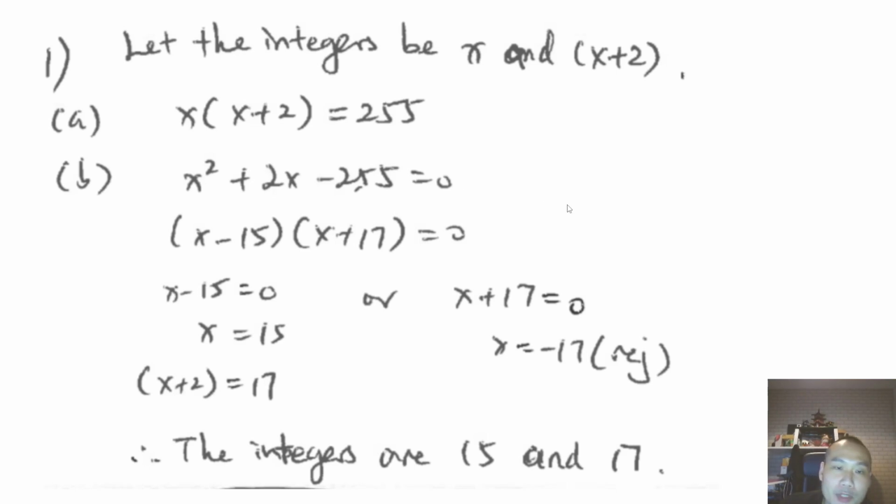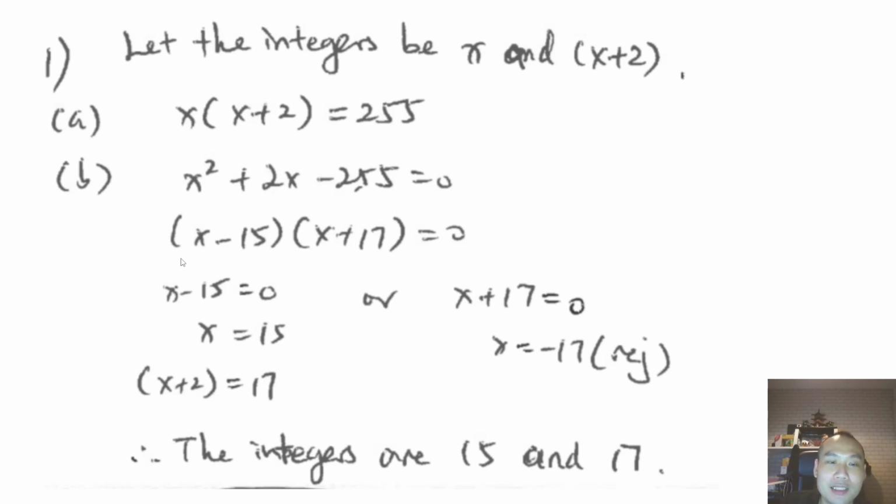Now for part B, we are supposed to solve it. So what we can do is rearrange it so that we get the general form first. So ax squared plus bx plus c equals 0. So a is 1, b is 2, c is negative 255. Here's the fun fact. This one we can actually factorize. So if we can factorize, why not, right? It's a lot cleaner in terms of presentation of ideas, right?